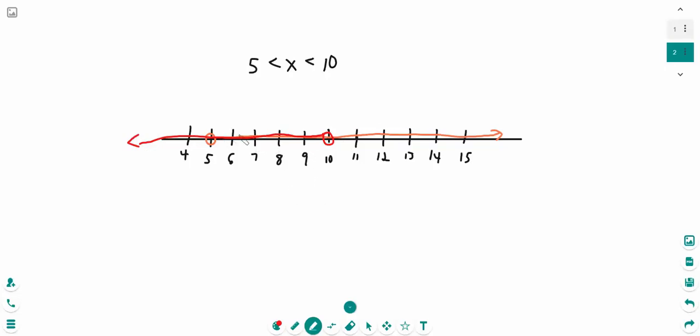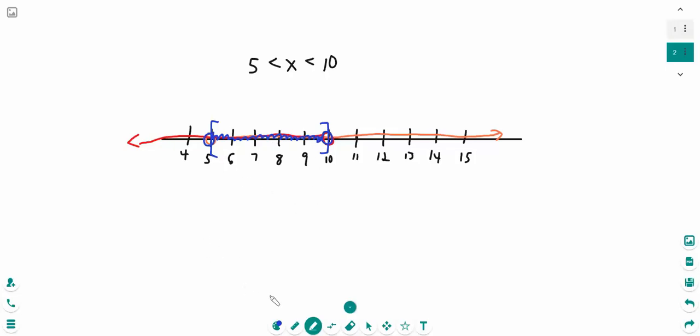So where do these two graphs overlap? Well, they overlap right in here. Maybe I'll do a different color here. We'll do blue. They overlap from here with a hollow circle all the way over to here with a hollow circle. So this would be the graph. That would be the graph area.